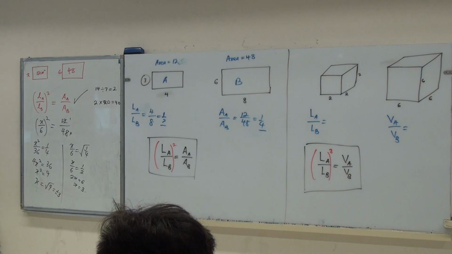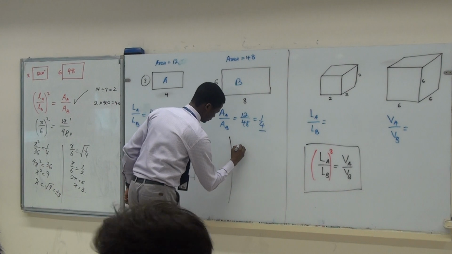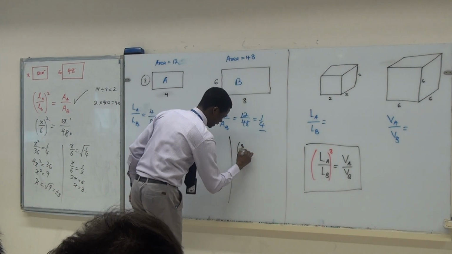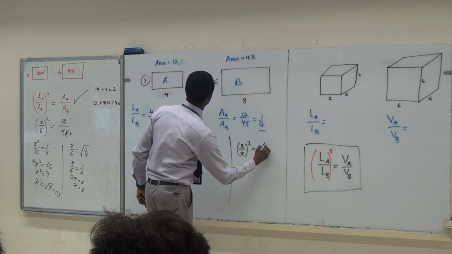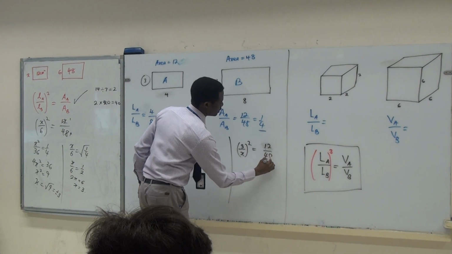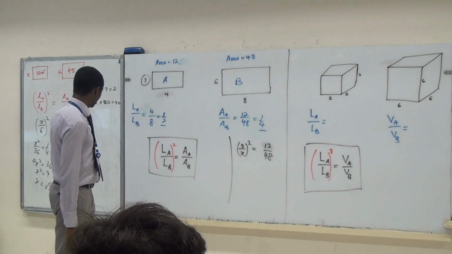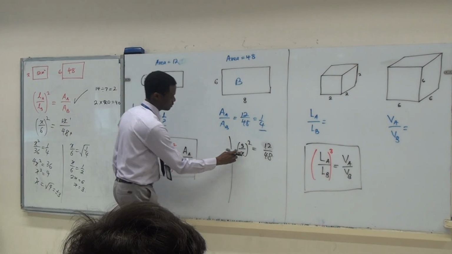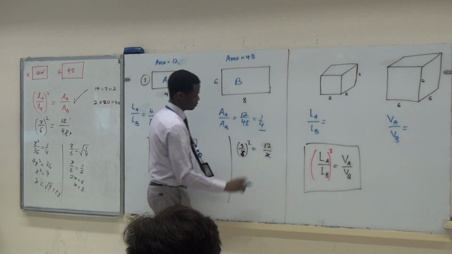Does everybody understand what I mean? If your substitution is something like this... Guys, if the substitution is like this, is that when we find the square root? Yes. 3 over 6.